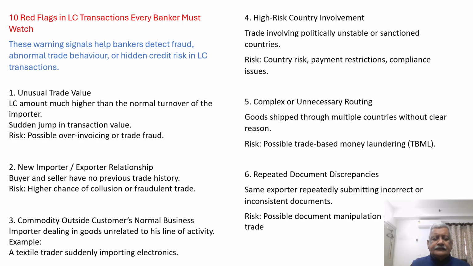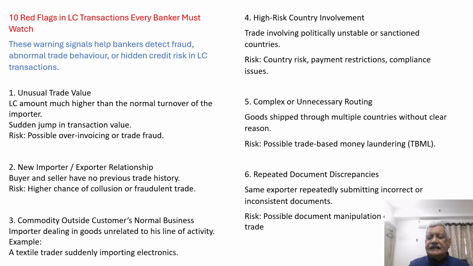2. New importer or exporter relationship. Buyer and seller have no previous trade history. Risk: higher chance of collusion or fraudulent trade. 3. Commodity outside customer's normal business. Importer dealing in goods unrelated to his line of activity. For example, a textile trader suddenly importing electronics items. 4. High risk country involvement. Trade involving politically unstable or sanctioned countries. Risk: country risk, payment restrictions, compliance issues.